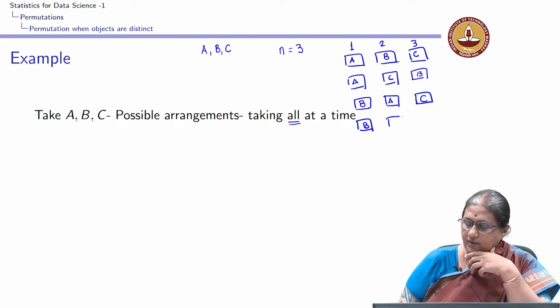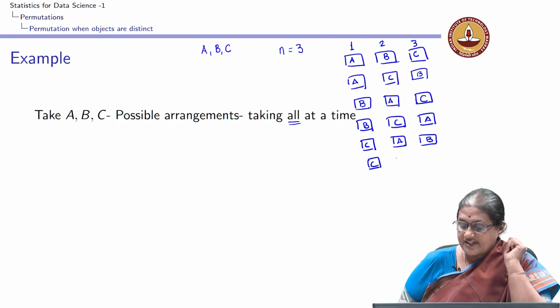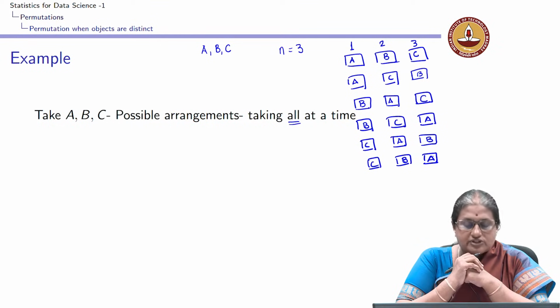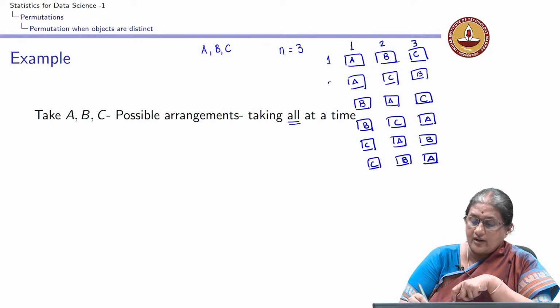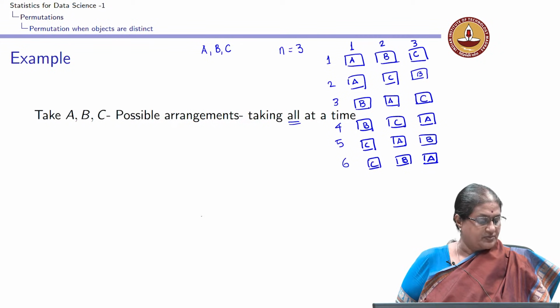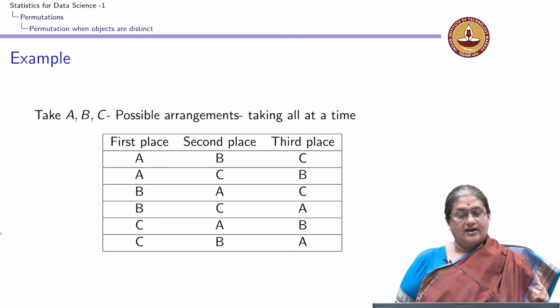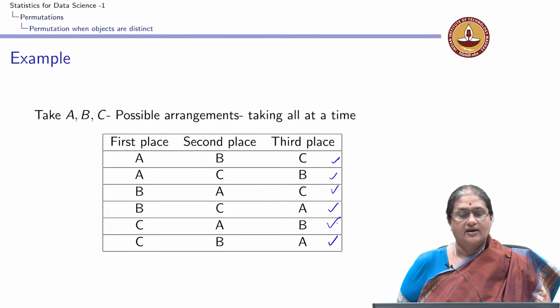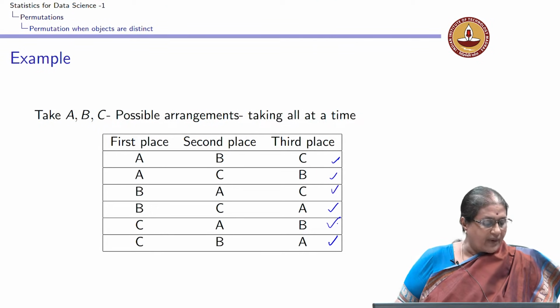Similarly, if I have a B, I could have a C and an A. If my first box is a C, the second could be an A, the third could be a B. If the first is a C, the second could be a B and the third could be an A. So, I can enumerate the number of possible arrangements when I am taking all the 3 alphabets A, B, C which are distinct. If I count, I have 1, 2, 3, 4, 5 and 6. So, the total number of possible arrangements here is 6. Okay, so, ABC, ACB, BAC, BCA, CAB and CBA.